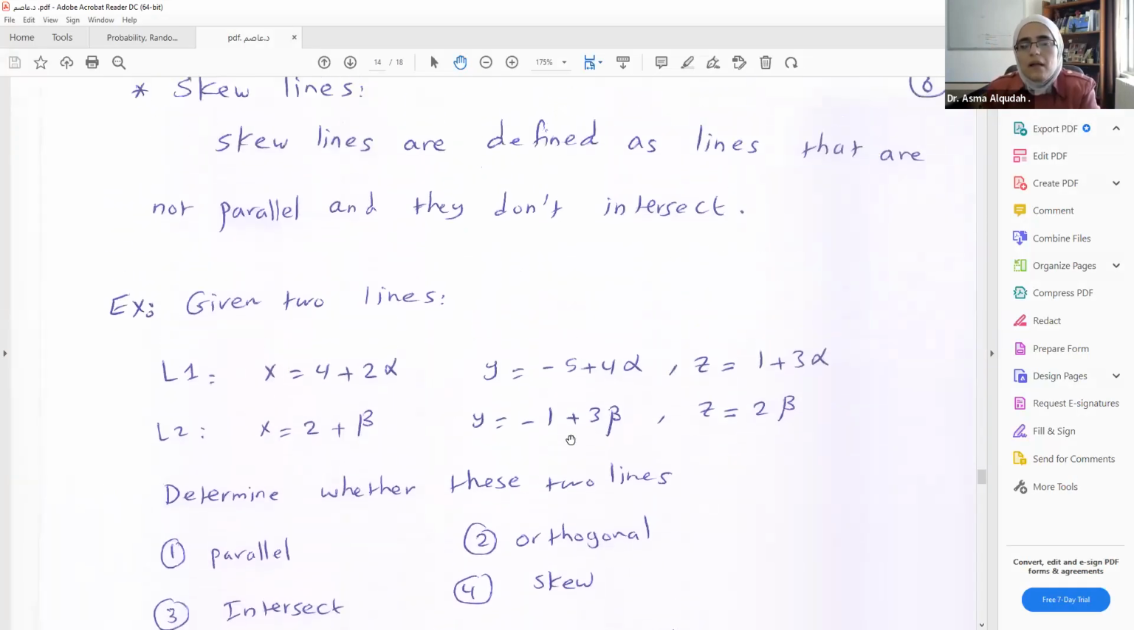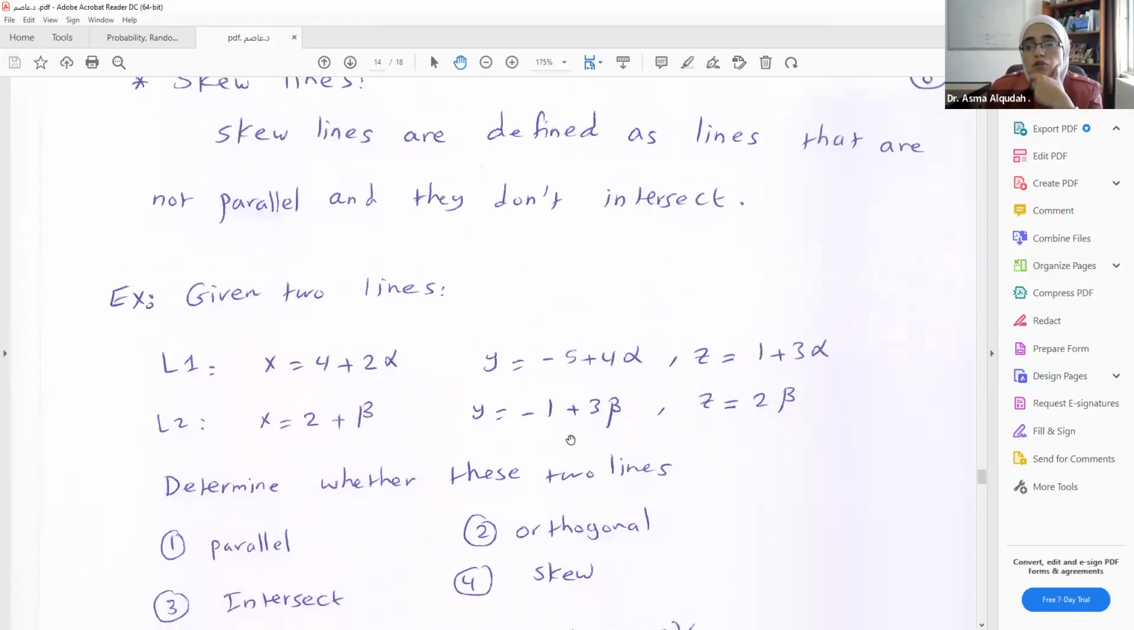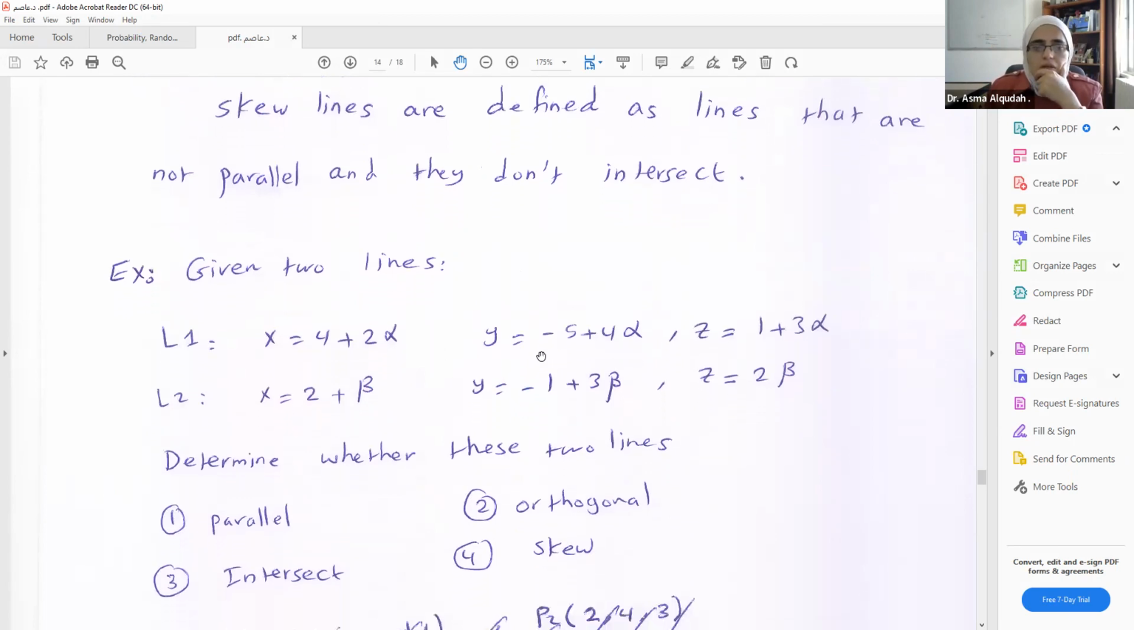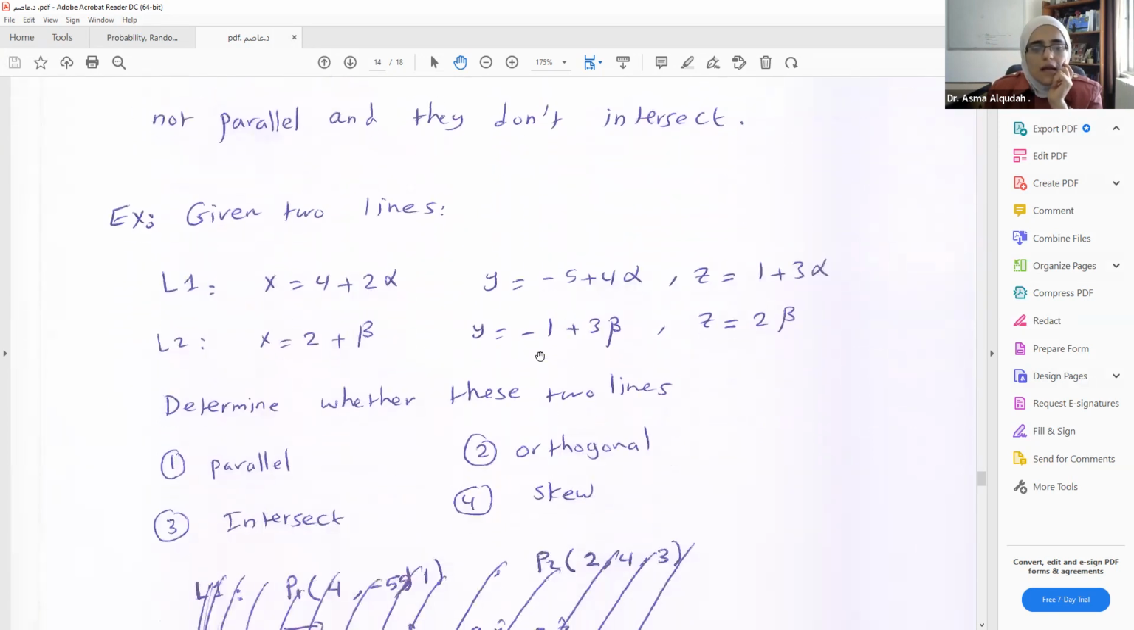Okay. Let's have an example to show the physical meaning of skew lines. In this example, we are given two lines, L1 and L2, and the parametric equations for each line. Then we are asked to find out if these two lines are parallel, orthogonal, if they intersect, and then, number 4, decide if they're skew or not. Let's get to the whiteboard.